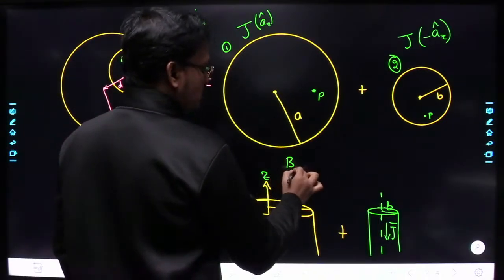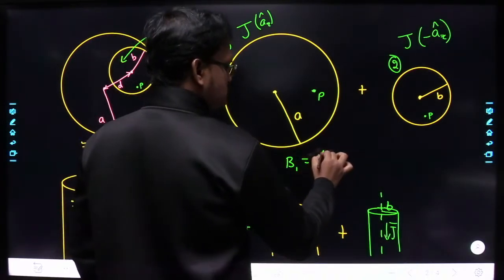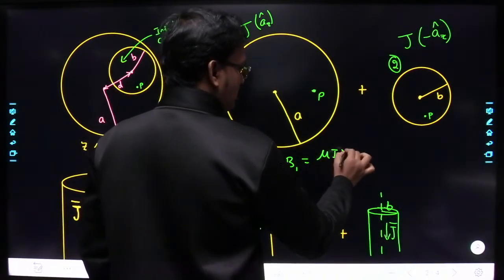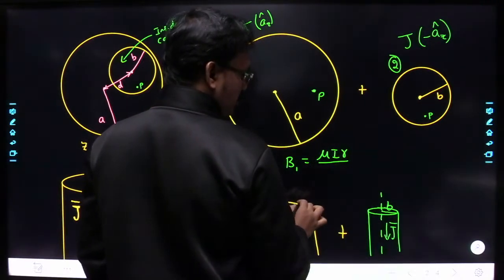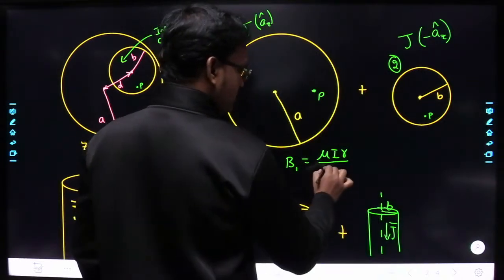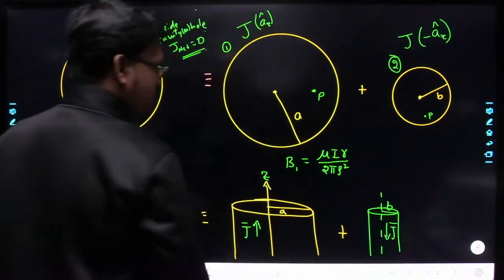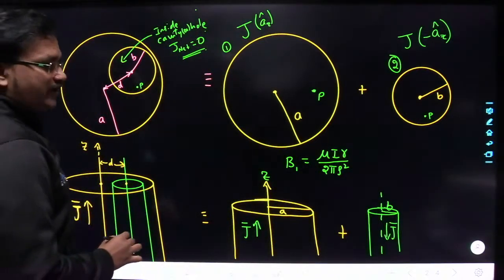So here I am representing with B1. B1 is equal to what? B1 is equal to mu I R divided by 2 pi rho square, right? Okay, so this is the expression we got inside the wire.